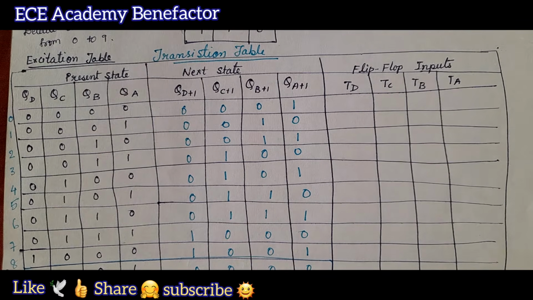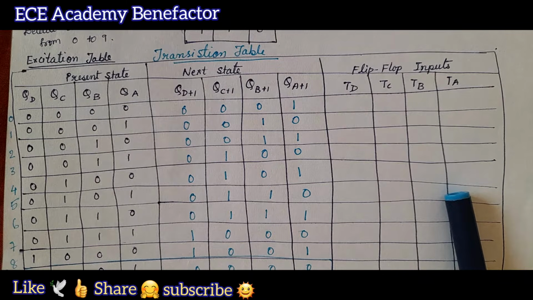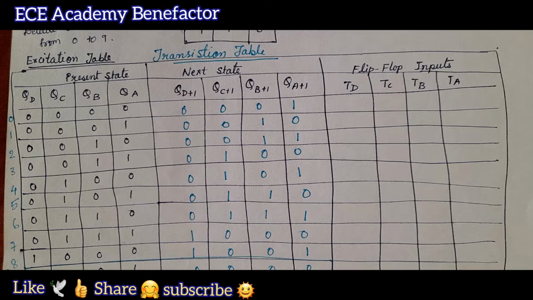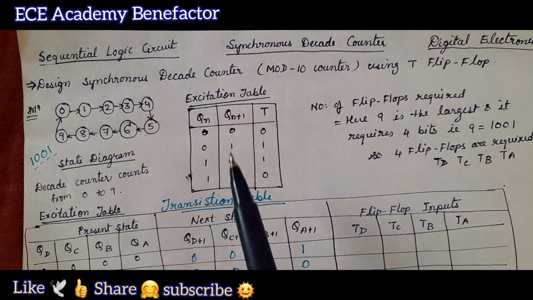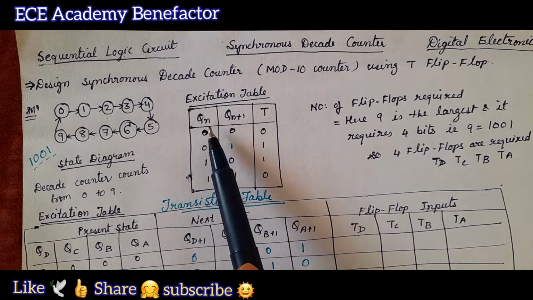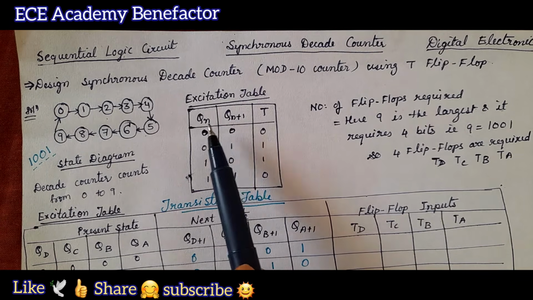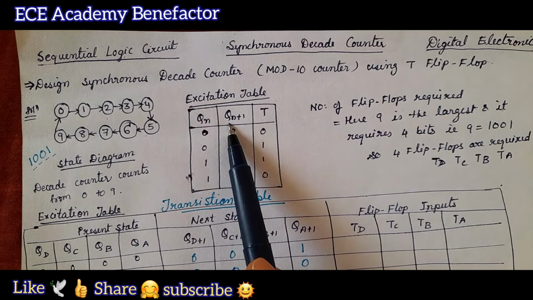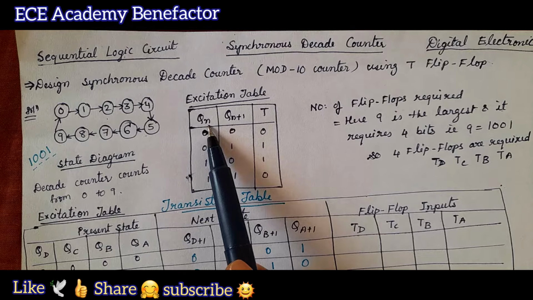Now, we need to fill this third column, that is the flip flop input. How can we fill this column? If we know the excitation table of T flip flop. What is excitation table? This one. The excitation table consists of Qn is the present state, Qn plus 1 is the next state. For these two inputs, we need to write what is the state of T.